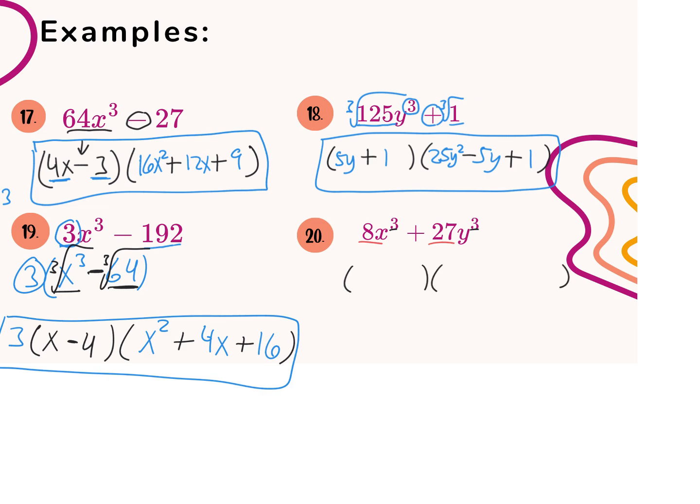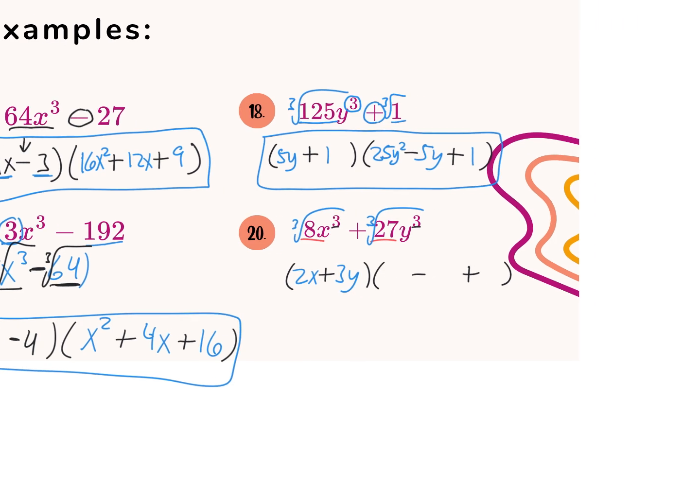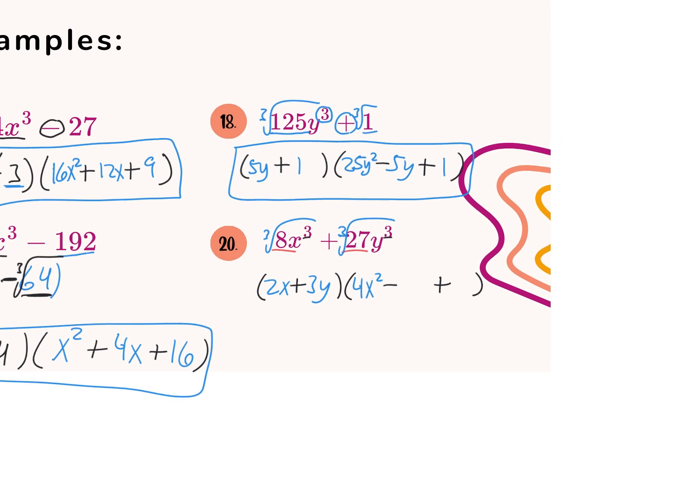There's a plus in between, so I'm going to do the same, opposite, always plus. And then I'm going to cube root the first. Cube root of 8x to the third is going to get you 2x. Cube root the last, that's going to get me a 3y in my binomial. And then in the trinomial, it's going to be the square of the first, so 2x times 2x is 4x squared. Square of the last, 3y times 3y is 9y squared. And the product of the 2 in the middle, 2x times 3y, is going to get you 6xy. And that's all we've got to do.